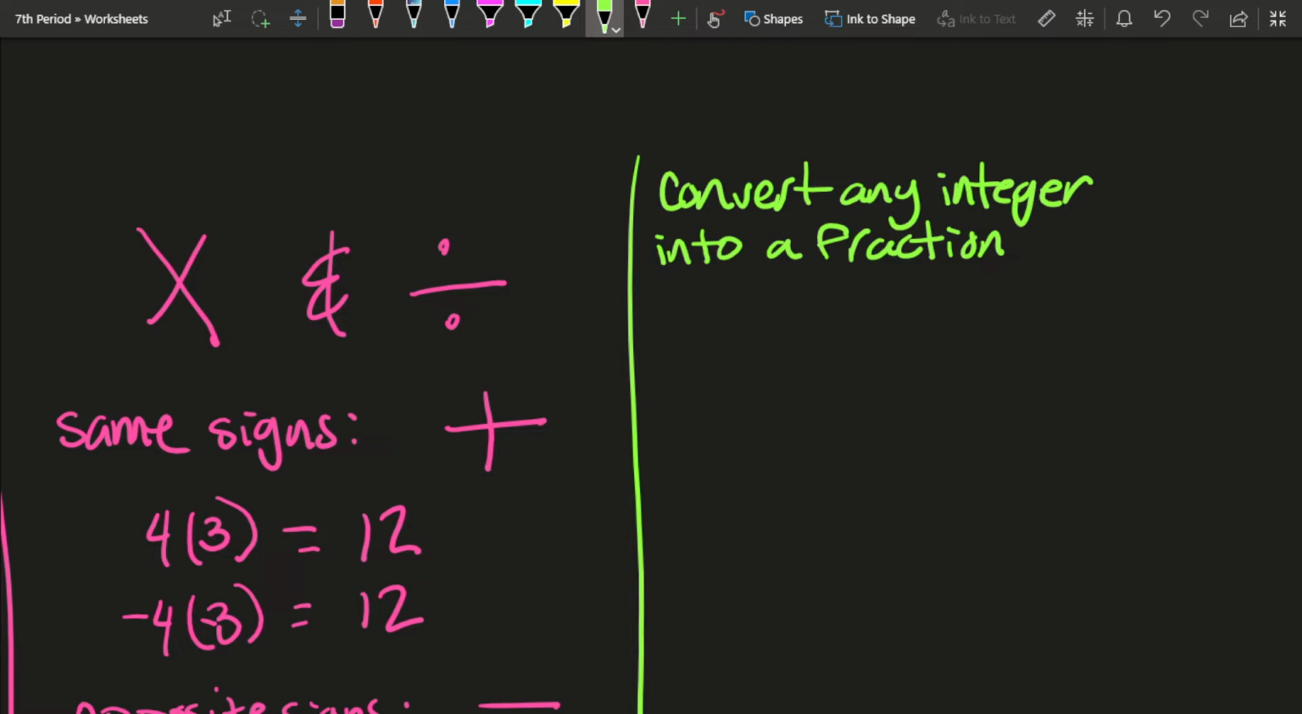So for instance, -3, -7, -1,000, -253, you get the idea. As long as it doesn't have a decimal, it's an integer.